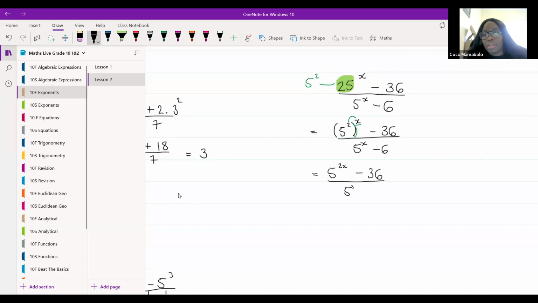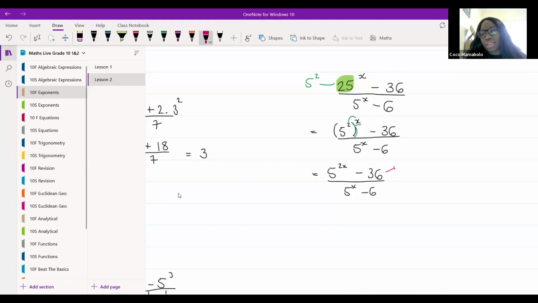Am I moving too fast? No, ma'am. 36 can also be 6 squared. Yes, 36 is indeed 6 squared. We could make it 6 squared, guys. But remember, the point of this is for us to factorize, right? The point is for us to factorize.